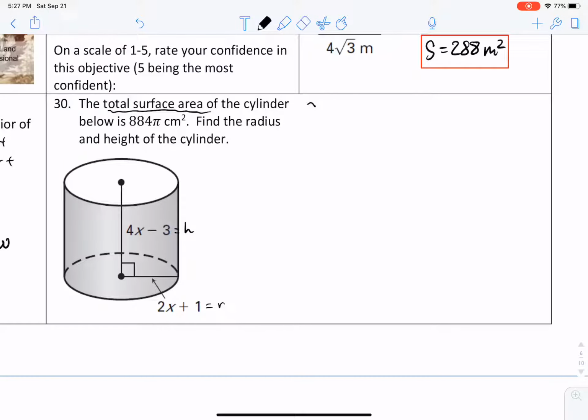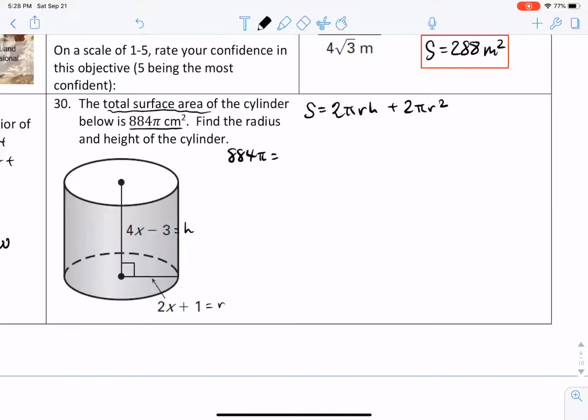So I'm going to write down the total surface area formula for a cylinder, which is 2 pi rh, there's the lateral part, plus 2 pi r squared for the two circular bases. And now all of this has to be equal to this 884 pi square centimeters for our total surface area.